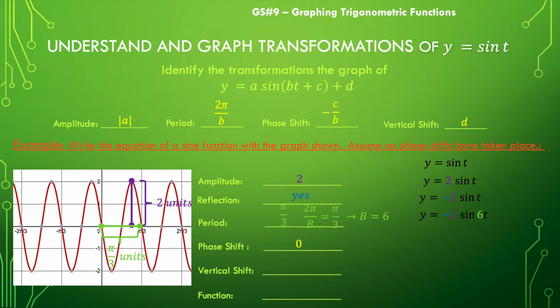Okay, we are assuming no phase shifts, and this function doesn't have a vertical shift either. We know that because the midline is right on the x-axis. So we can go ahead and identify our function to be y is equal to negative 2 sine of 6t.